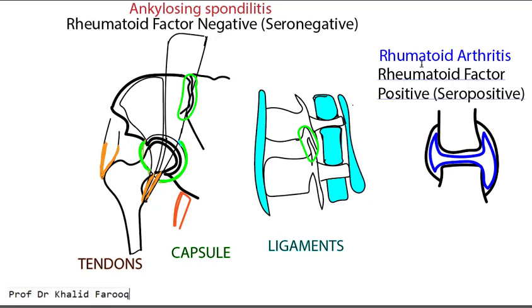While in rheumatoid arthritis, where the rheumatoid factor is positive and it is a seropositive arthropathy, we see the inflammatory process involves synovial tissue. But here in seronegative arthropathies, the inflammatory process involves ligaments, joint capsules, and tendons. There are associated inflammatory changes involving adjacent bones where these ligaments, joint capsules, and tendons are attached.